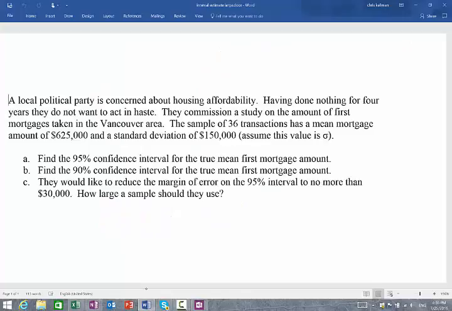Here's our example. A local political party is concerned about housing affordability. Having done nothing for 4 years, they do not want to act in haste. They commission a study on the amount of first mortgages taken in the Vancouver area. A sample of 36 transactions has a mean mortgage amount of $625,000 and a standard deviation of $150,000, and we're going to assume that this value is sigma. The question is, find the 95% confidence interval for the true mean first mortgage amount.